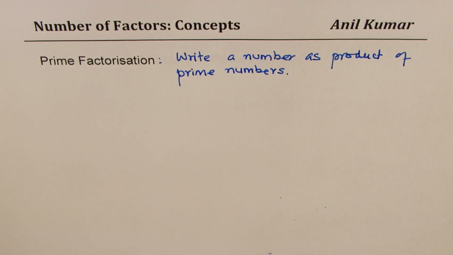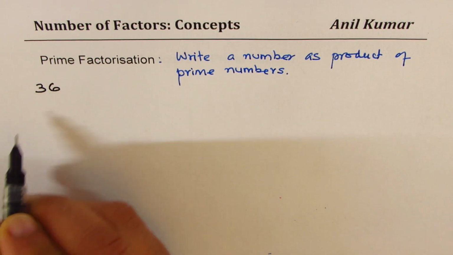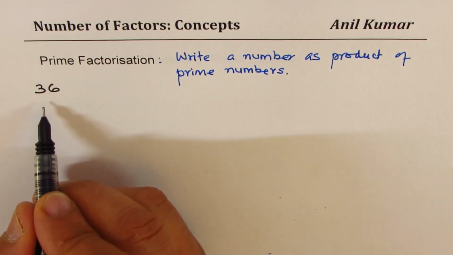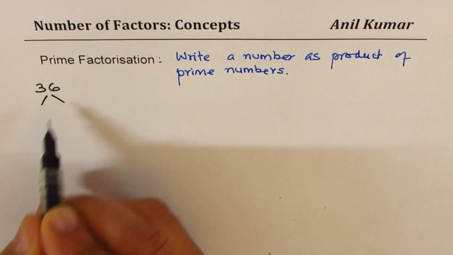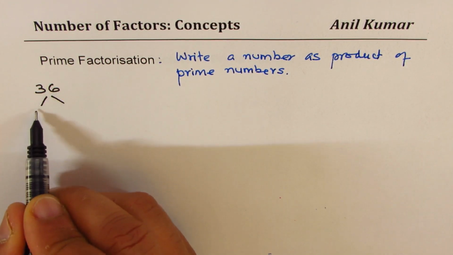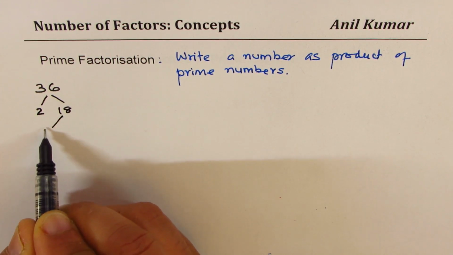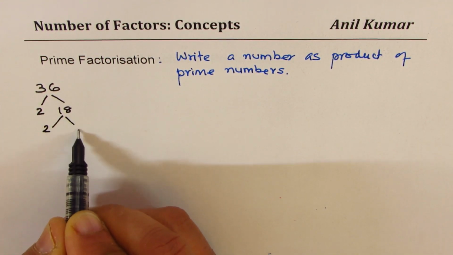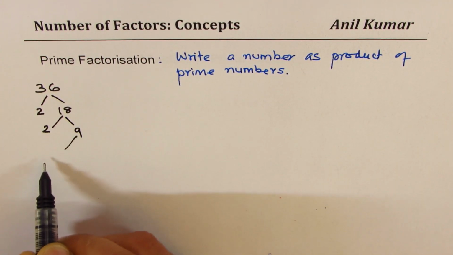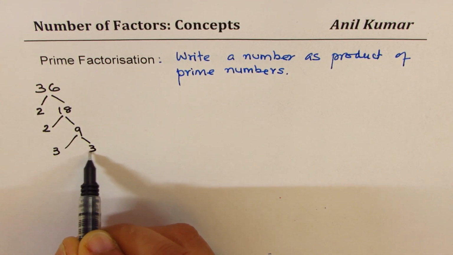We'll take up an example. Let me take the number 36 this time. Prime factorization means write it as a product of prime numbers. So 36 is an even number, so we can divide by 2. Twice 18 is 36. We can again divide by 2. Twice 9 is 18, and then we can divide by 3, and what we get here is 3.